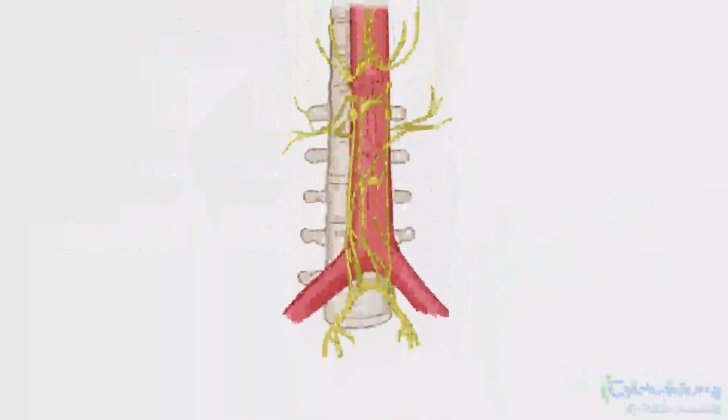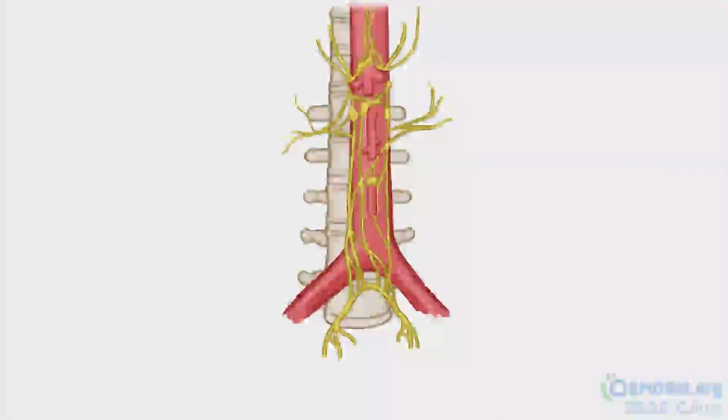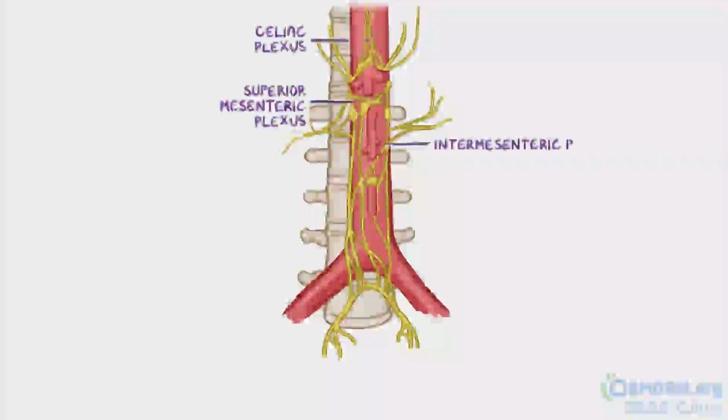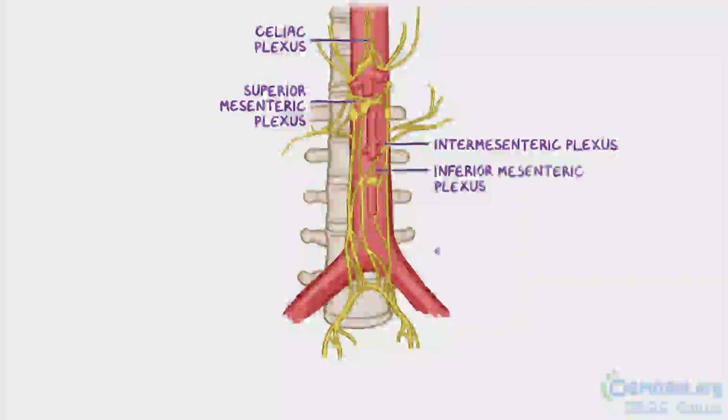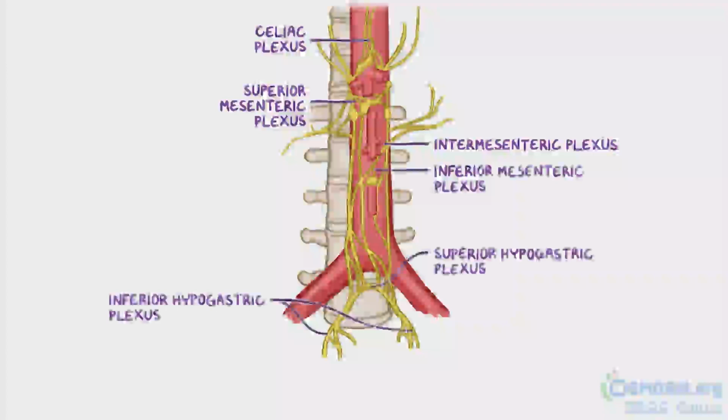Nerve fibers from both the sympathetic and parasympathetic nervous systems create networks around the abdominal aorta called aortic plexuses or abdominal autonomic plexuses. Major abdominal autonomic plexuses are the celiac plexus, the superior mesenteric plexus, the intermesenteric plexus, and the inferior mesenteric plexus. There is also the superior hypogastric plexus and the two inferior hypogastric plexuses.